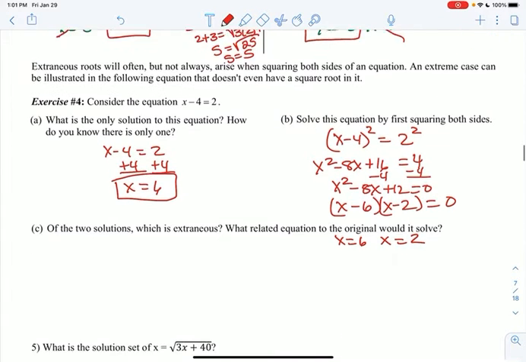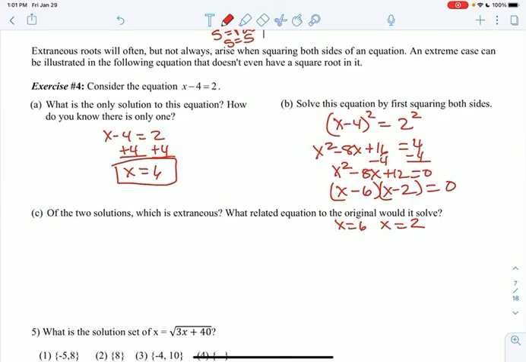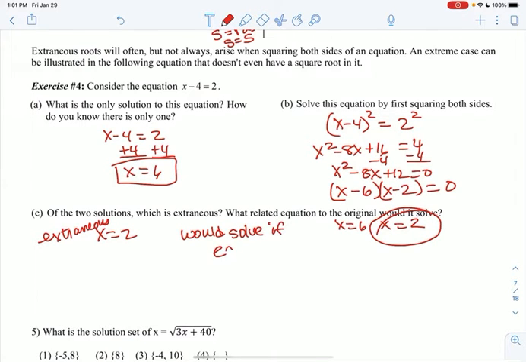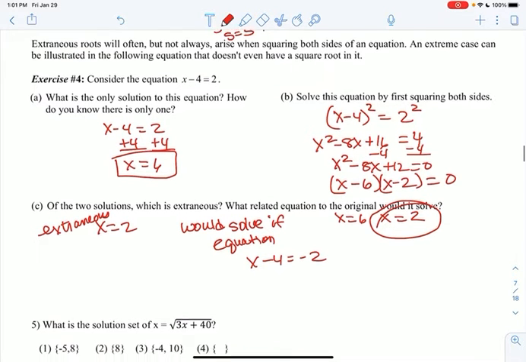Of those two solutions, which is the extraneous solution? What related equation to the original would it solve? The extraneous solution is x equals 2. If you go back and plug that in, it's not going to work. And it would solve if my equation was x minus 4 equals negative 2. That's what it would solve.